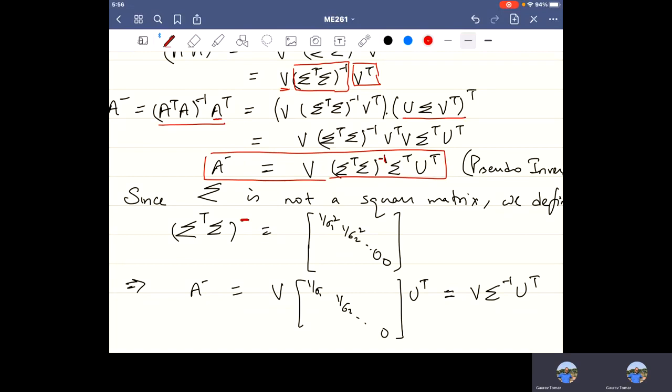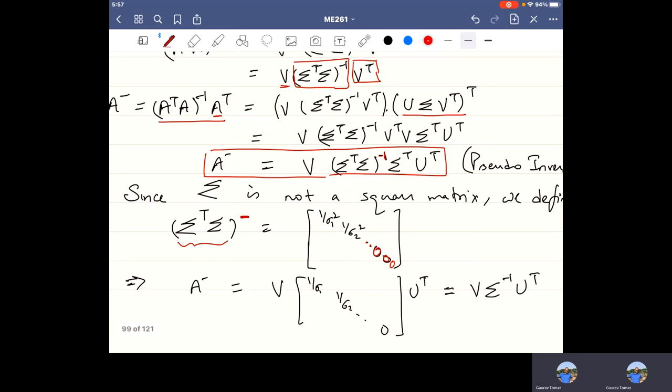If that is the case, then you define something called a pseudo inverse for this specific part, which is a diagonal matrix. Then this will be a square matrix in a way. So you will have 1 by sigma 1 square, 1 by sigma 2 square, and the quantities which were zero, you just leave them out as zero, because you don't do 1 by 0. So that becomes a pseudo inverse.